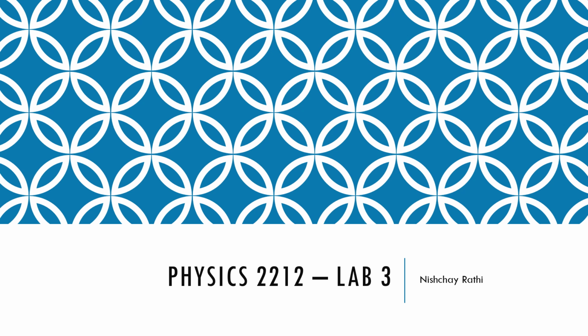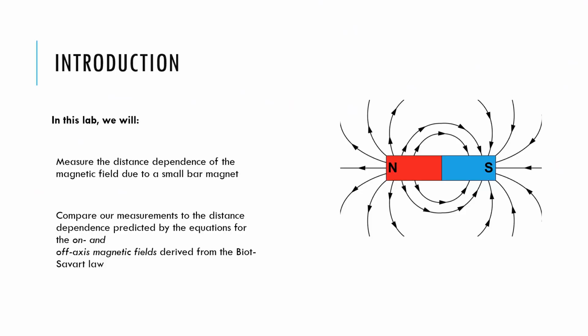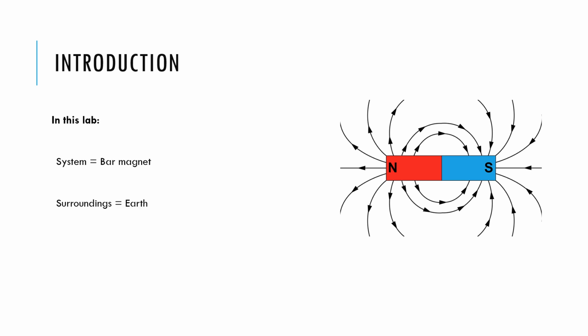My name is Nishcha Rathi and this is my lab report for Physics 2 Lab 3. In this lab, we will be measuring the distance dependence of the magnetic field due to a small bar magnet, and then compare our measurements to the distance dependence predicted by the equations for the on and off axis magnetic fields derived from the Biot-Savart law.